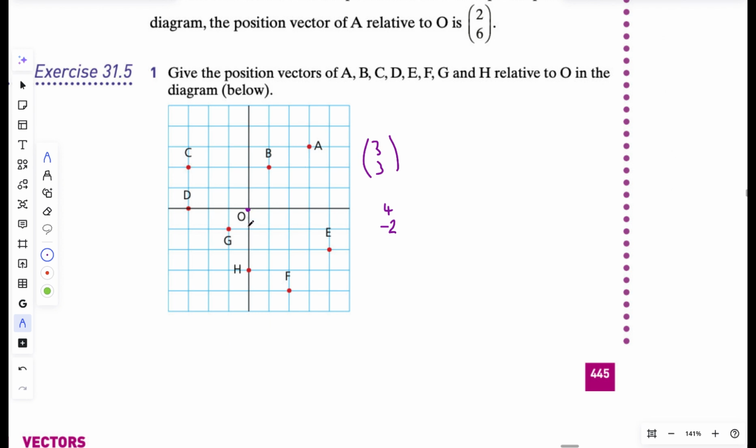Okay, let me show you for H. H lies on the 0 axis, right?